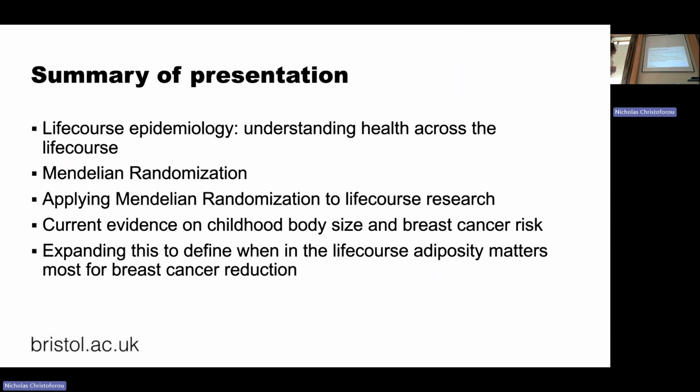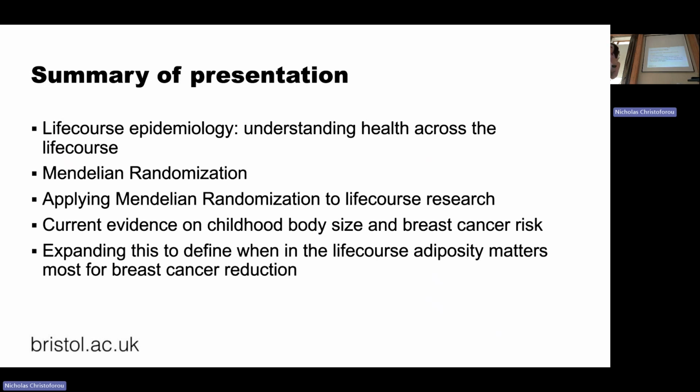So just quickly, I'm going to summarize the presentation. I'll be going through what life course epidemiology is, and give you a quick overview of Mendelian randomization and why it's really useful within this context. Then we'll look into the application of MR within the life course setting and the additional assumptions we need to make to be able to utilize this method, and give you an overview of the current evidence within the field.